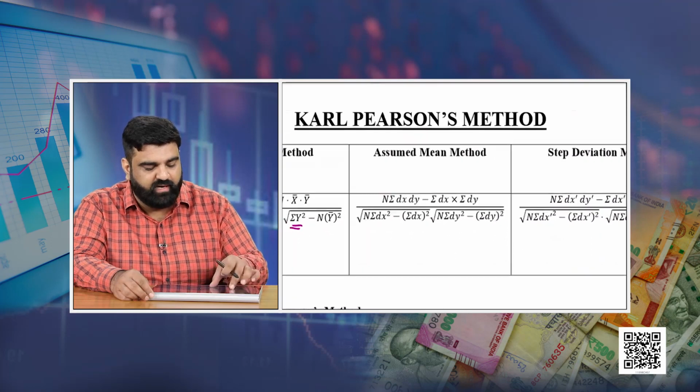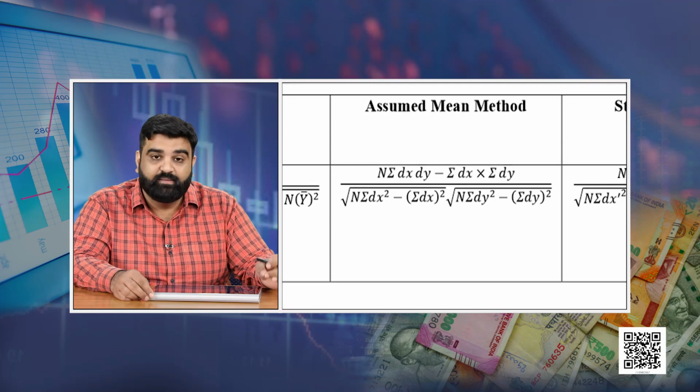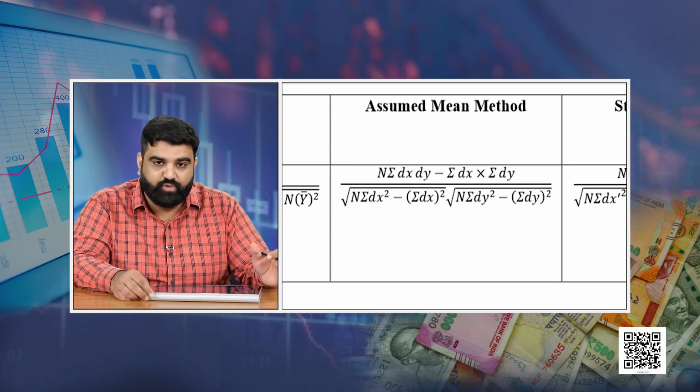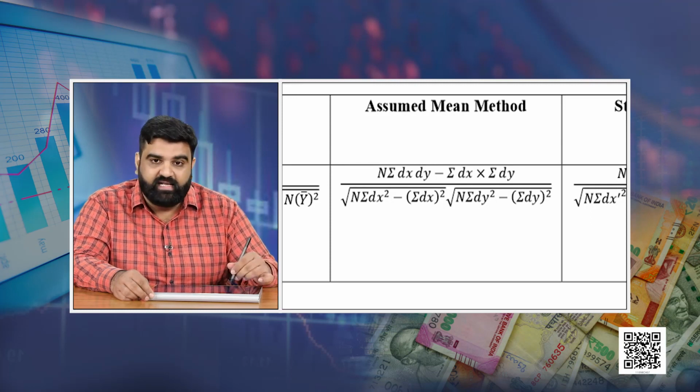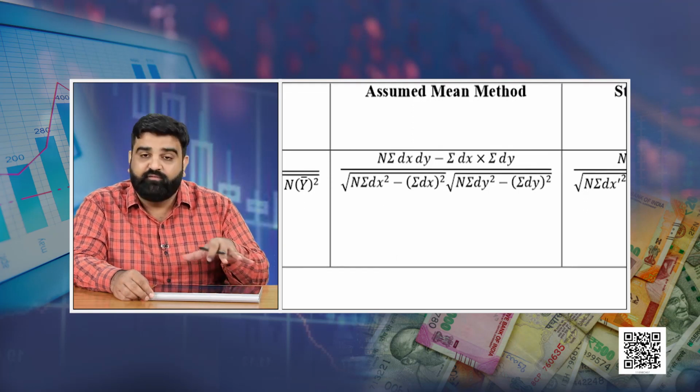So, we have this formula which is n sigma dx into dy minus sigma dx into sigma dy upon square root of n sigma dx square minus sigma dx the whole square multiplied with the square root of n sigma dy square minus sigma dy the whole square. So, this is our formula.